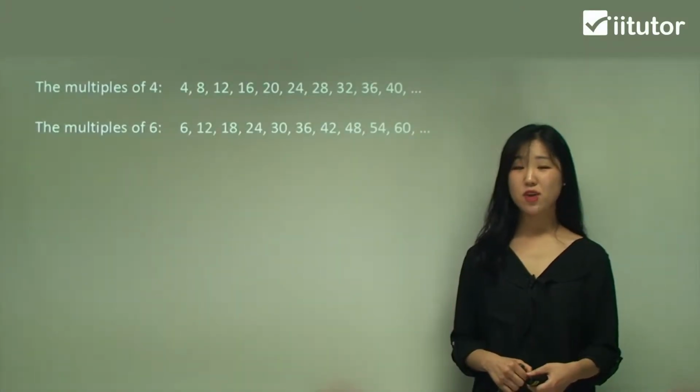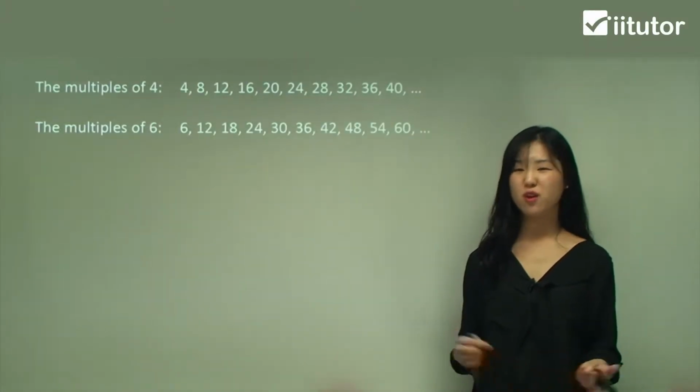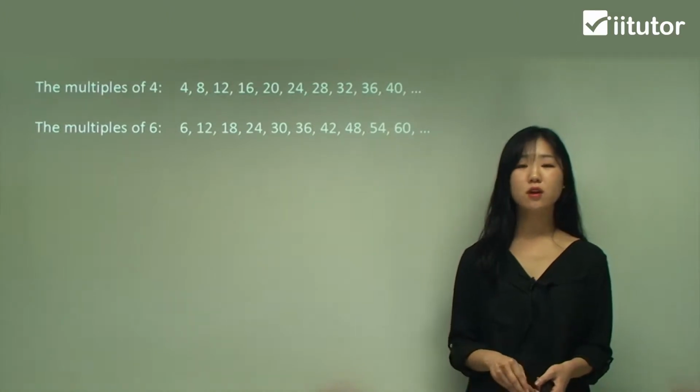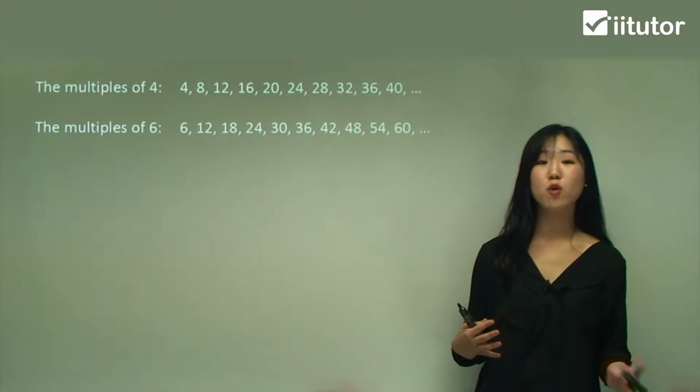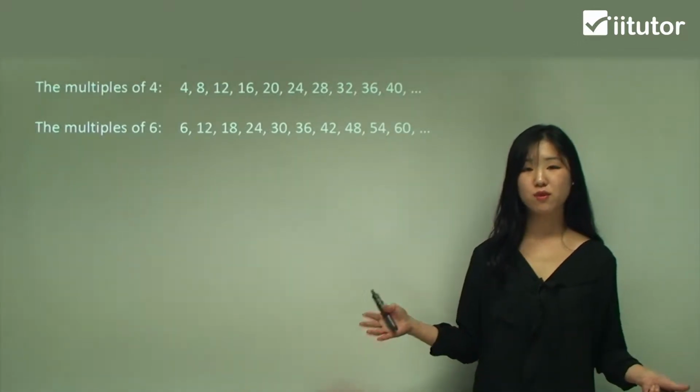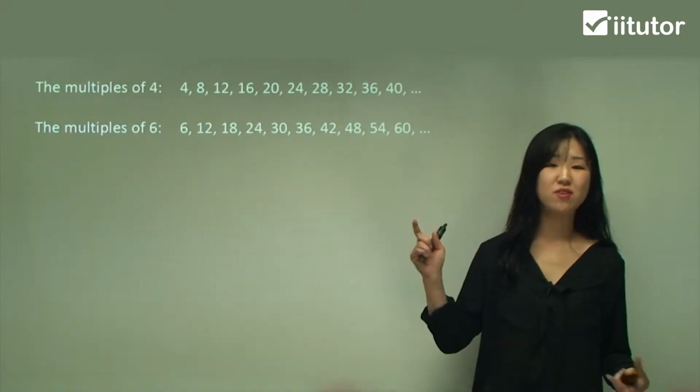Now guys, we're going to be looking at the lowest common multiple, or you can call it the least common multiple. As the name suggests, it's just finding the lowest common multiple. Out of all the multiples of different numbers, we just spot the lowest one. That's all you need to do.